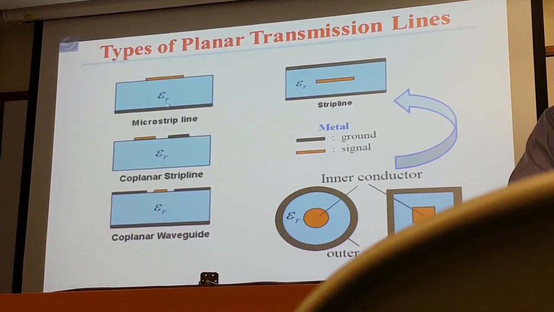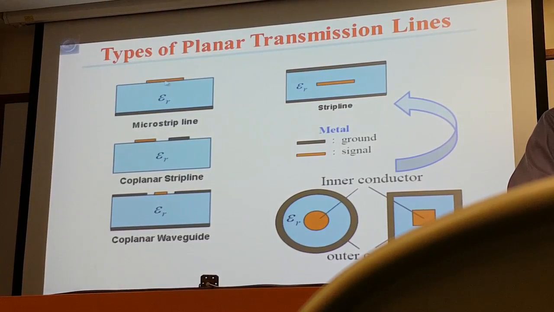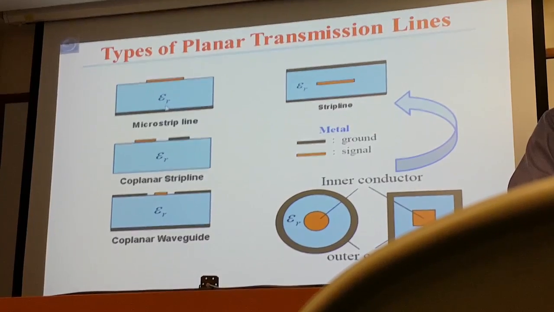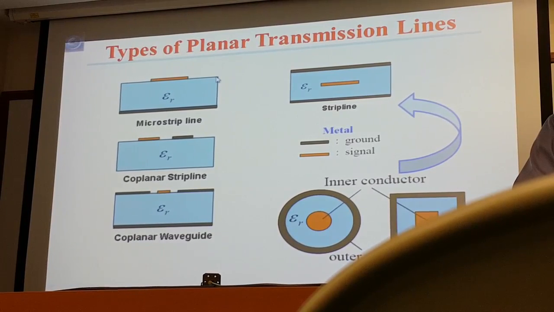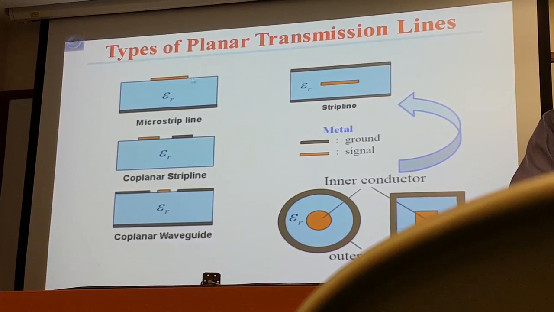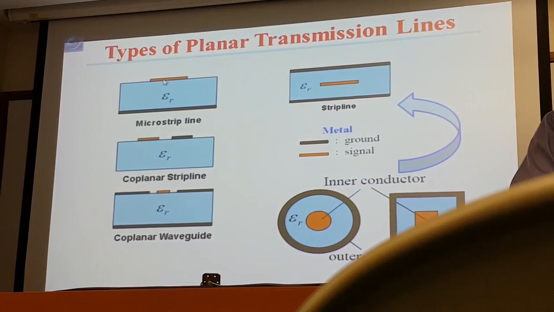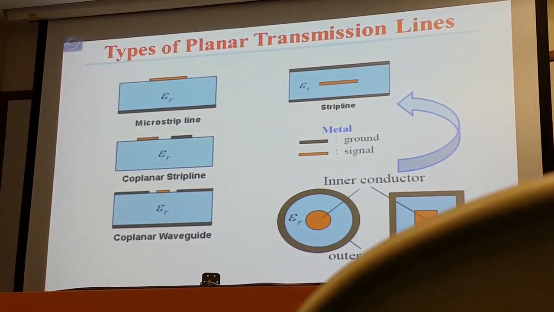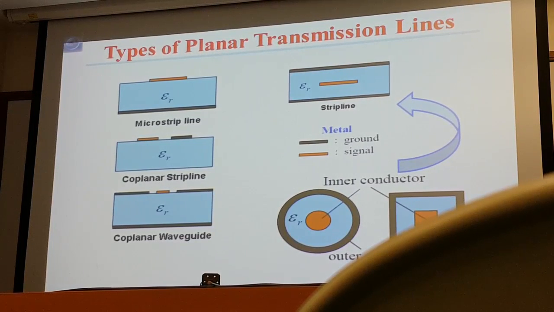This is the so-called very popular microstrip line. As for this transmission line, the substrate is characterized by epsilon r and loss tangent. Then substrate thickness, and as for this transmission line, the line width. So all these parameters will determine the characteristics.